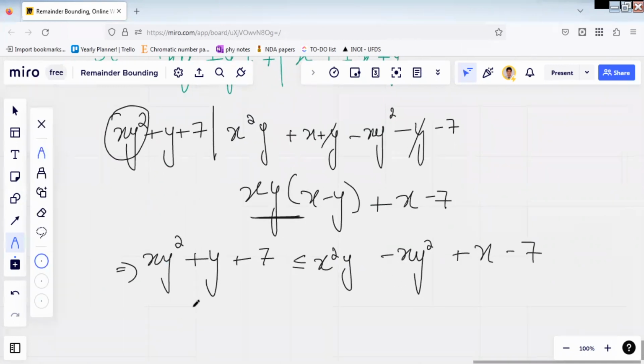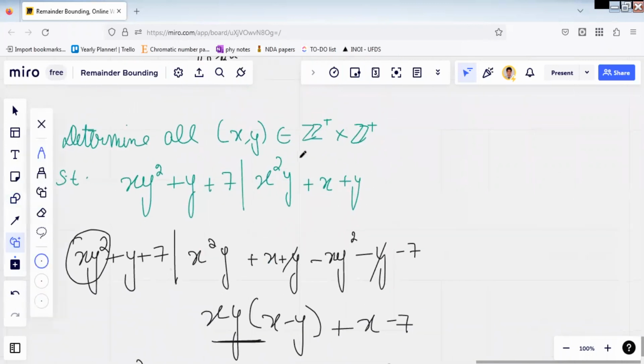But how do you force a size contradiction here? Both the things are 3-degree, and you do not have much condition on x and y. So this doesn't help much, right? Yeah. But this is a good point to start with.